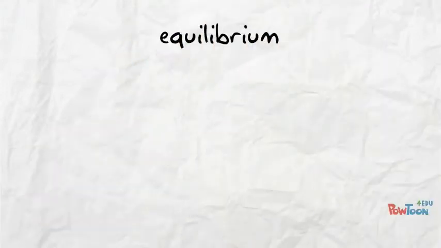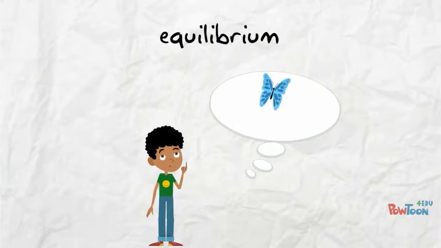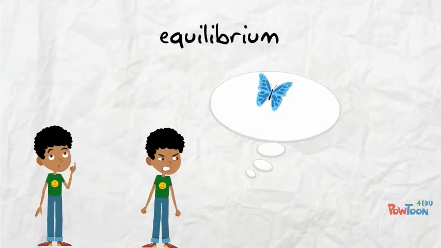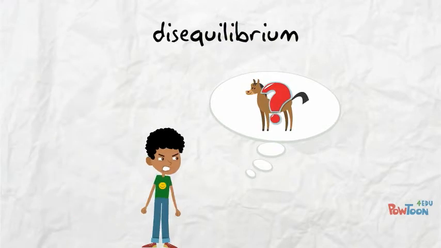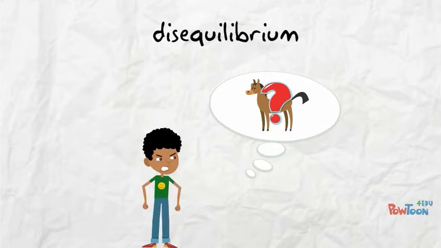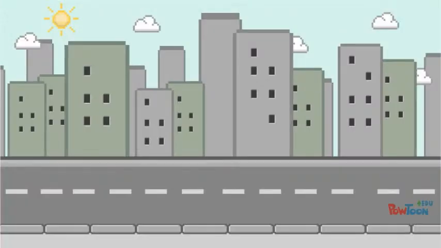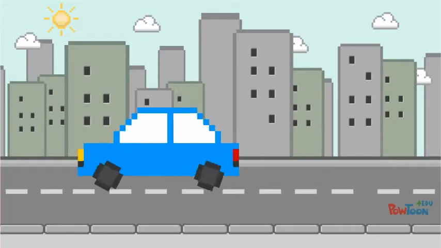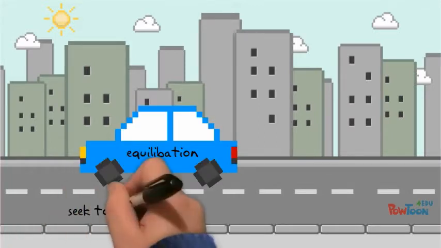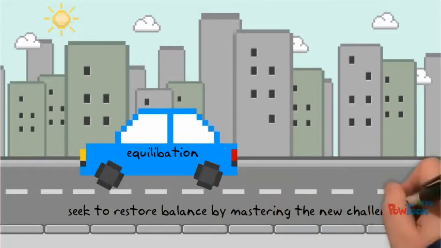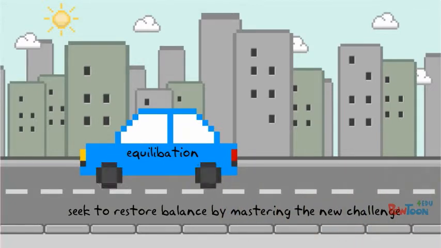Equilibrium takes place when a child's schemas can deal with most information through assimilation. However, an unpleasant state of disequilibrium occurs when new information cannot be fitted into existing schemas. Equilibration is the force which drives the learning process, as we do not like to be frustrated and will seek to restore balance by mastering the new challenge, also known as accommodation.